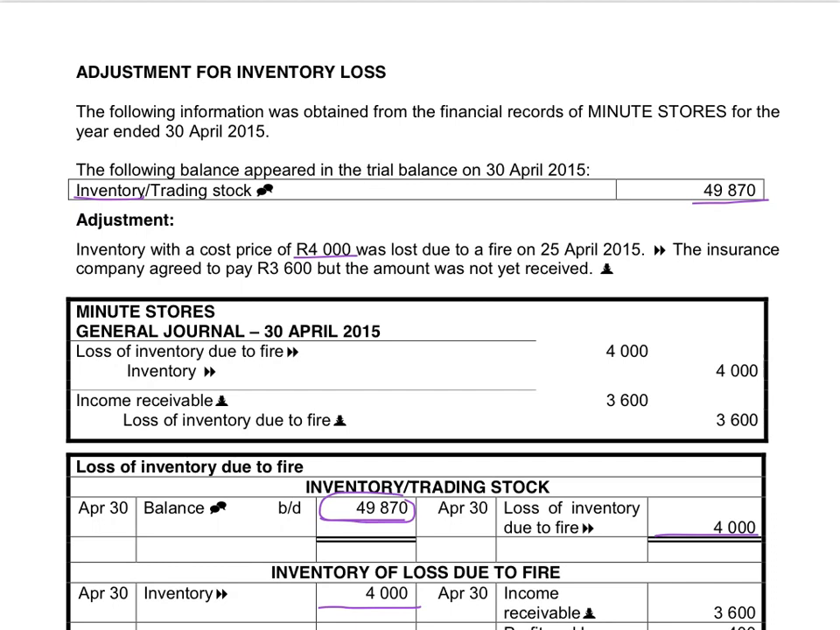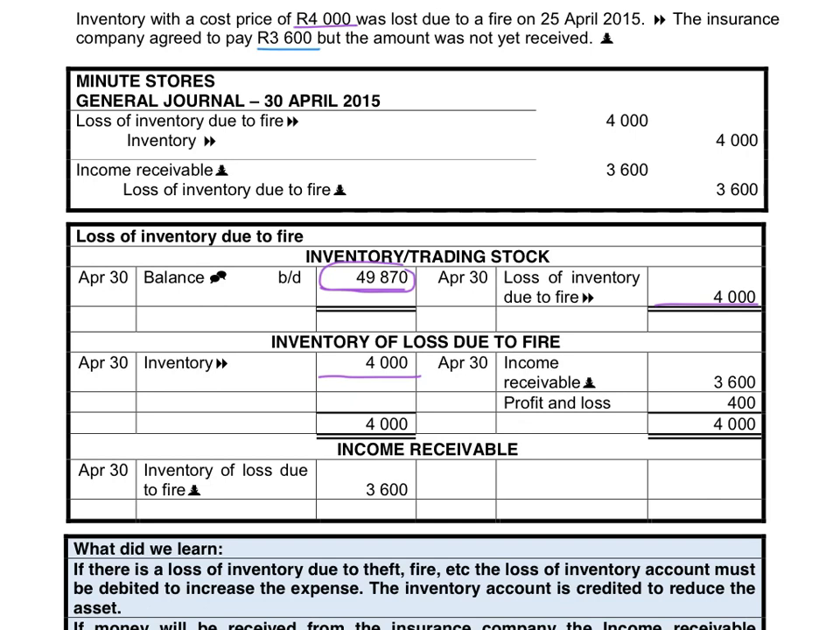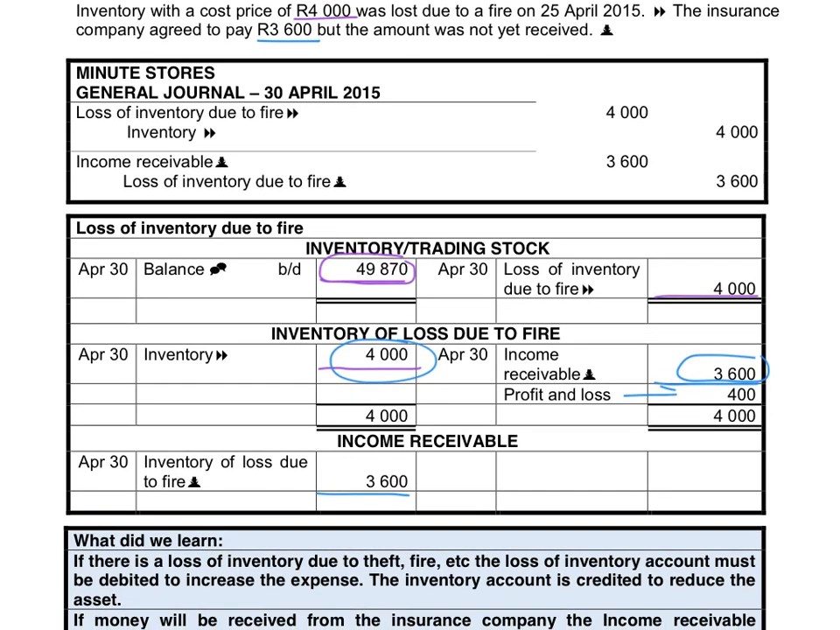If, for instance, the insurance company agreed to pay out money, we must also record an entry for the 3,600, although we still have to receive the money in the future. So we will debit income receivable, or you can also create an account, insurance company, to create an asset. Both of them are assets, and you will credit inventory loss to show that this total loss of 4,000 will be decreased by the 3,600 that you will receive from the insurance company. So the actual loss for the year is 400 Rand. And this is the amount that will be recorded in the income statement to reduce our profits.